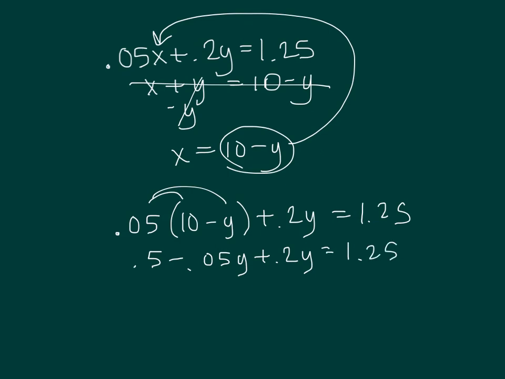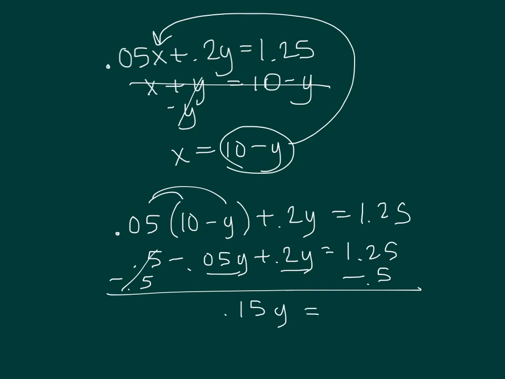Now I'm going to go ahead and put my y's together since they're like terms, and in the same step I'm going to minus that 0.5 over to put my numbers together. So I'm going to put my variables together and I'm going to put my constants together at the same time. This is going to get me 0.15y. This is going to get me 0.75. And when I divide that 0.15 over, I get y is 5. So I know I need 5 ounces of the 20% solution.